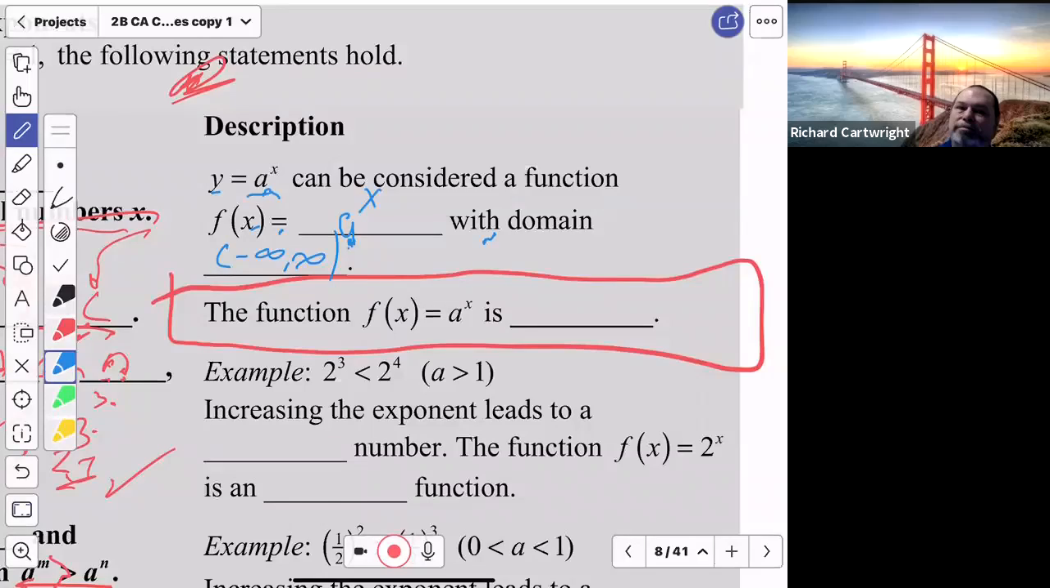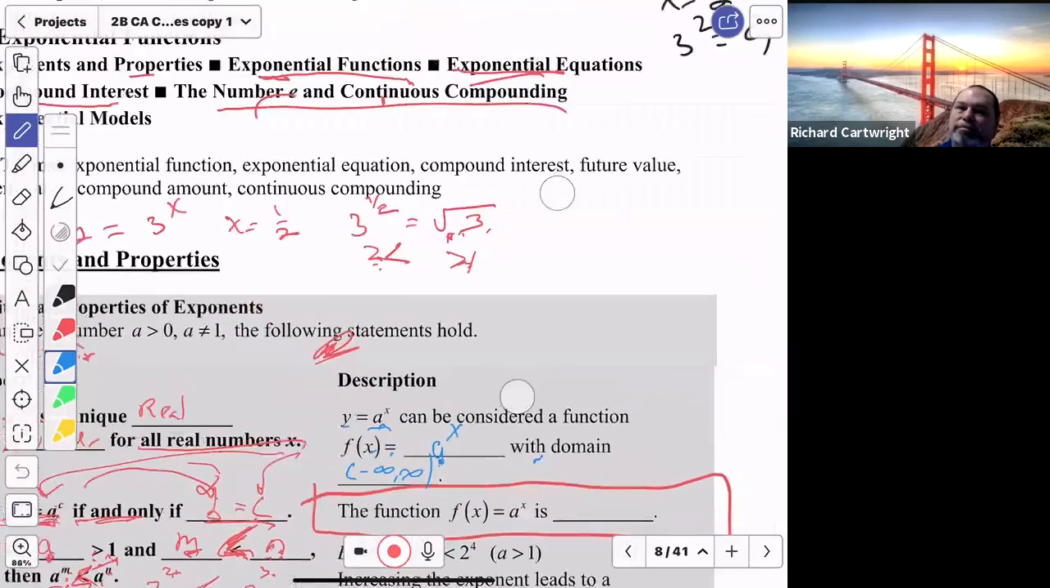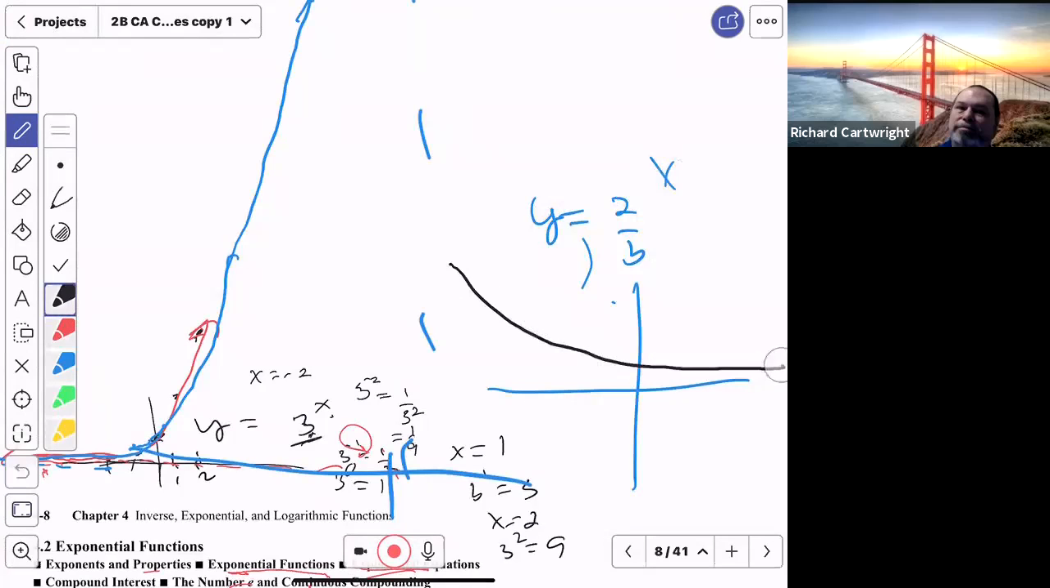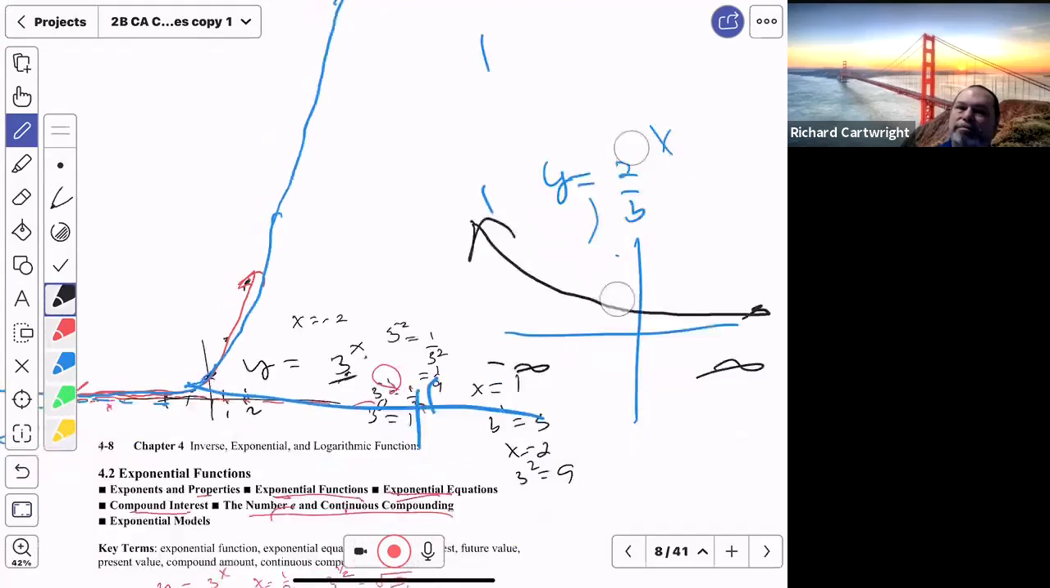And I didn't mention to you that other one with the fraction, y equals 2/3 to the x. What happens here is it became the other way around. It decayed. But it has the same domain. It just changed which way it's going. Okay?